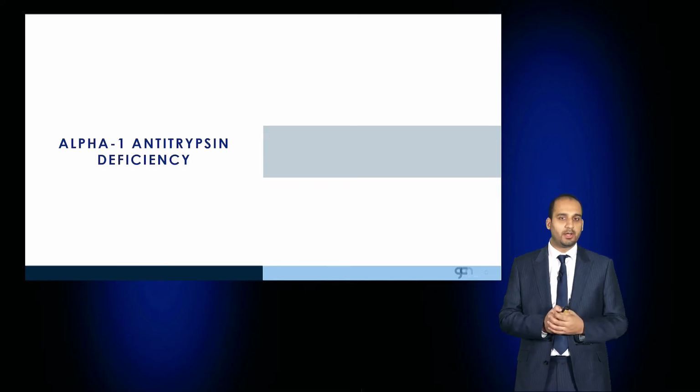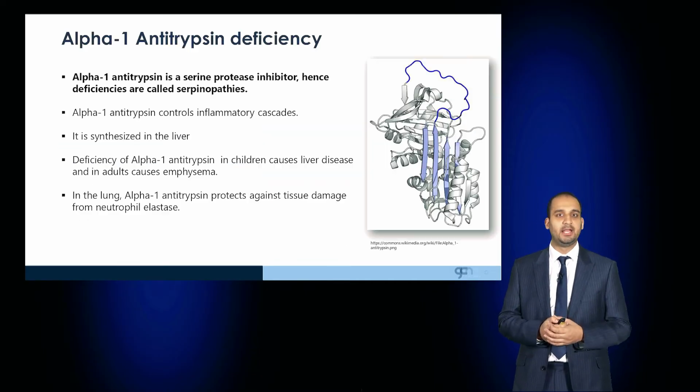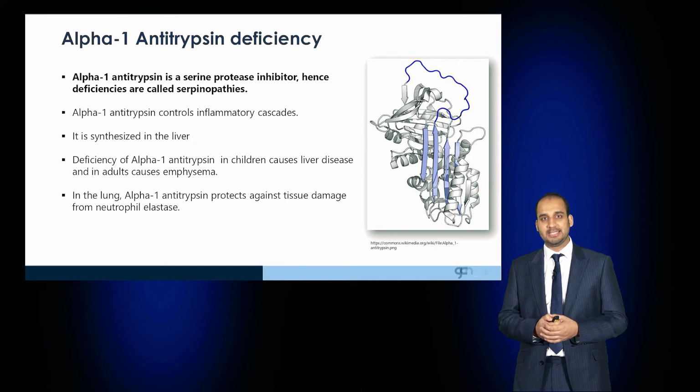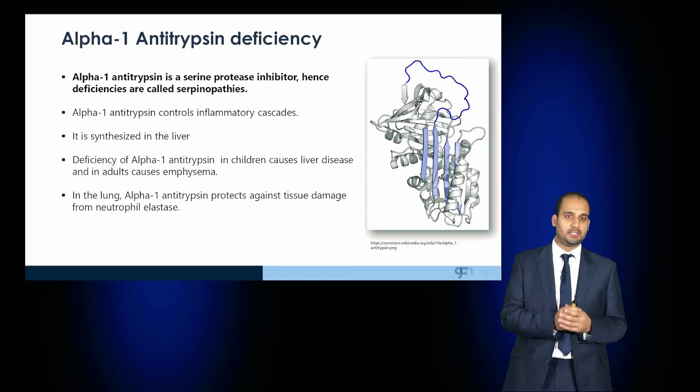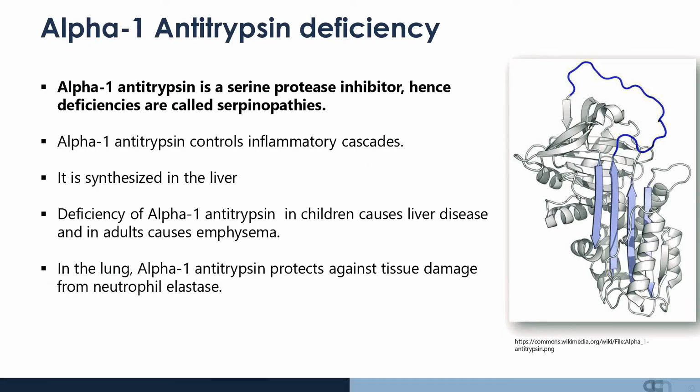Let's talk about alpha-1 antitrypsin deficiency. Alpha-1 antitrypsin is a serine protease inhibitor, and so deficiency of alpha-1 antitrypsin is also known as part of the serpinopathy group of diseases. Alpha-1 antitrypsin controls inflammatory cascades. It's synthesized in the liver, and if you have a deficiency of alpha-1 antitrypsin in children, that will go on to cause liver disease and in adults can cause liver disease as well as lung disease.